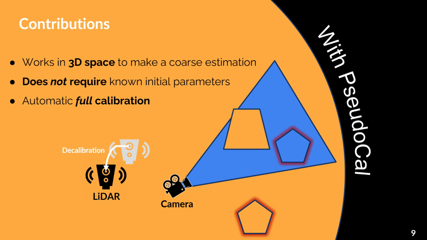Now, by using our novel method PseudoCal, we work directly in the 3D space and use the full LiDAR point cloud. This means that we do not require any initial parameters because we do not have a projection step. As a result, we can perform full calibration and not only recalibration as existing methods. For example, in this scene, working in 3D, we're able to perceive both pentagon objects. The network will then be able to match them and perform the calibration.